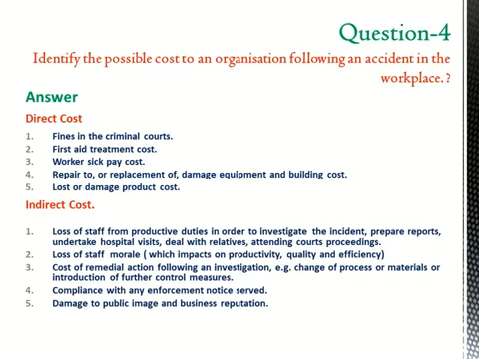So the examples of direct and indirect cost are given over here. The fine in the criminal code: if an accident occurs, there might be a prosecution in the courts, and the court may impose a fine on the employer. So this is a direct cost. Second one is first aid treatment cost. If someone is injured, the employer's responsibility is to provide first aid treatment to the workers. So that treatment has some cost.